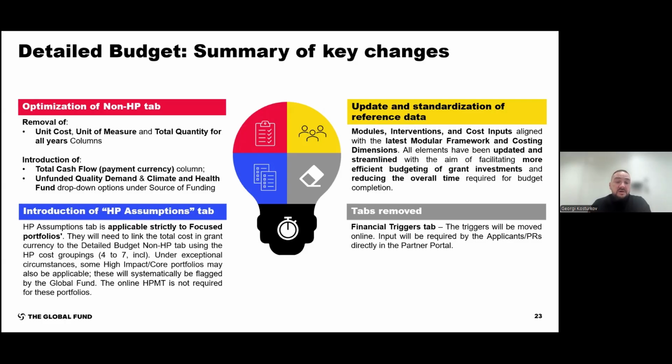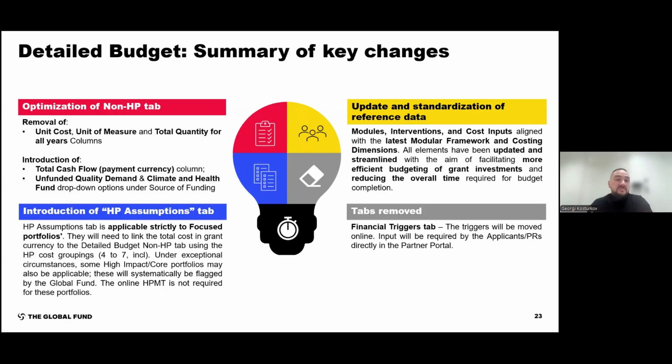The last change is that we're going to remove the financial trigger tab. But these financial triggers will be moved online into the partner portal, where the applicants and PRs will be able to see live all the triggers that are going to be flagged. In some cases, they will also need to provide input and justification, but this will be done online and not in the Excel.